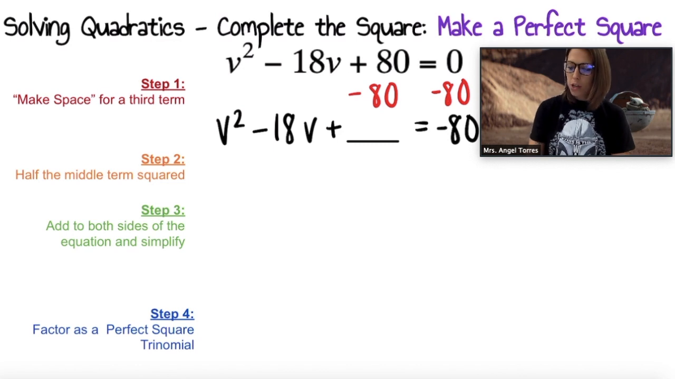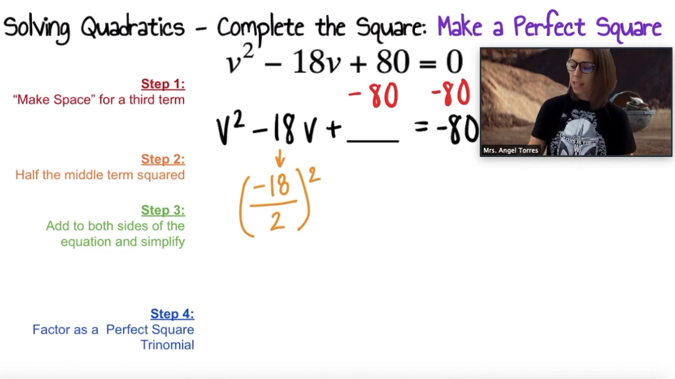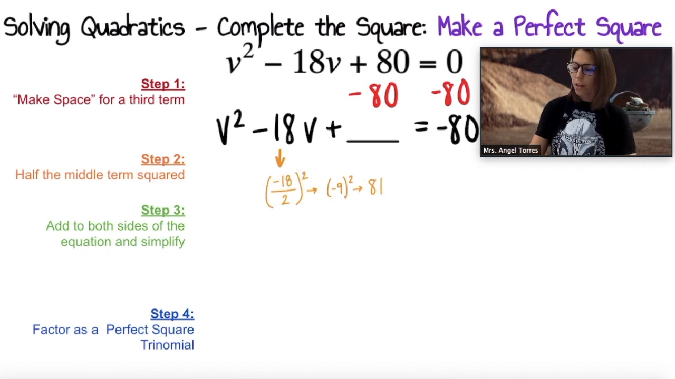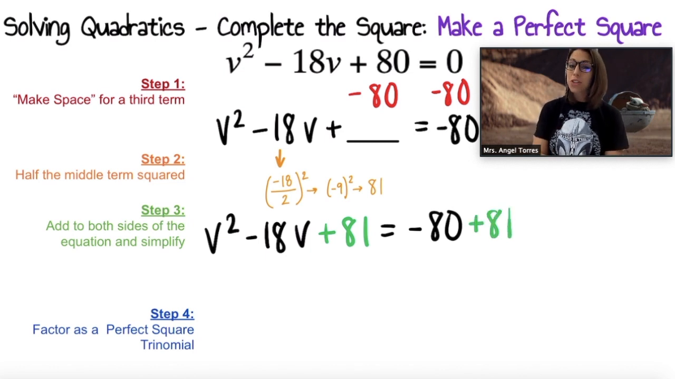Now we need to figure out what new term we are going to put in there. So take half of that coefficient of the middle term and square it. Half of 18 is negative 9, and negative 9 squared is positive 81. That's going to be our new third term. So here's our new function. v squared minus 18v plus 81 equals negative 80 plus 81. Because if we're going to add a term on the left, we'd better add a term on the right.